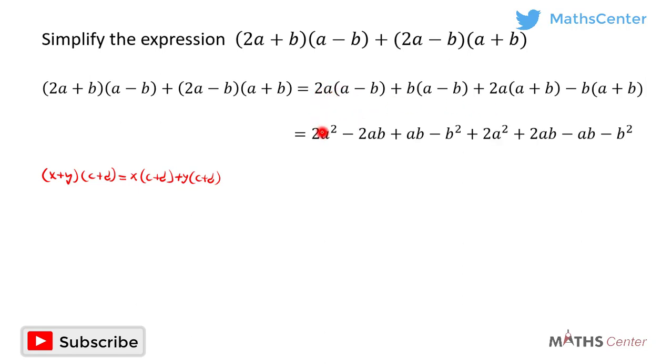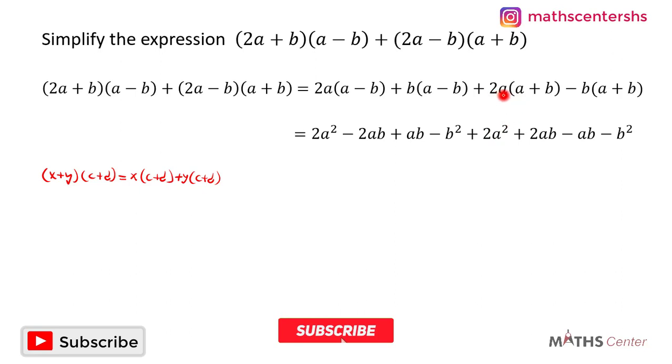2a times a will give us a squared. 2a times negative b will give us negative 2ab. b times a will give us ab. b times negative b will give us negative b squared. 2a times a will give us a squared. 2a times b will give us 2ab. Negative b times a will give us negative ab. And negative b times b will give us negative b squared.